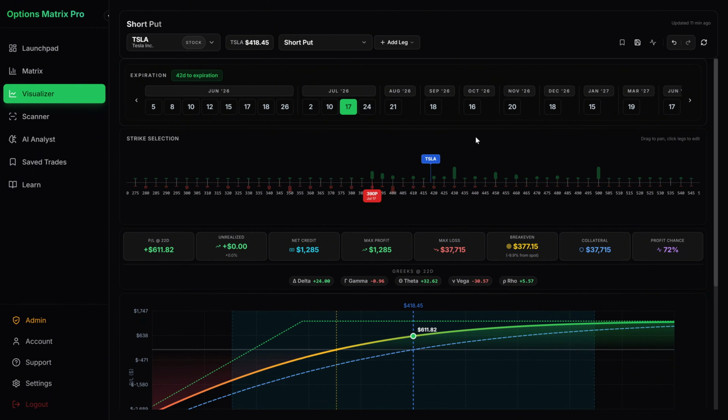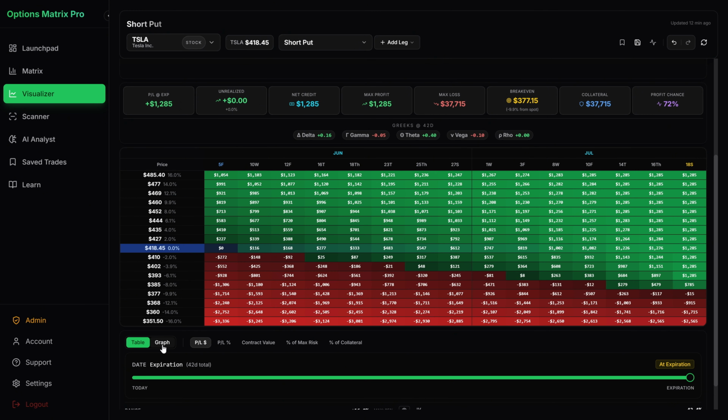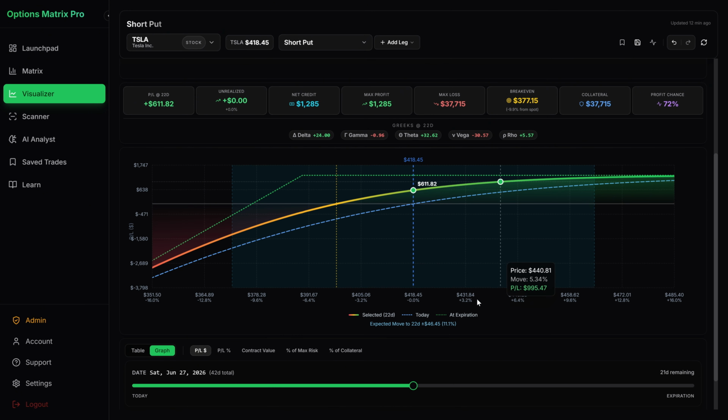So the trade idea might come from Matrix or the scanner, and within there, maybe the advanced strategy scanner, or it might be something that you've already just got in your mind. So the key question that the visualizer is helping to answer is, what does the trade actually look like if the stock moves? And predominantly you can view that through graphs, through tables, and through a number of the different variables as you move through.